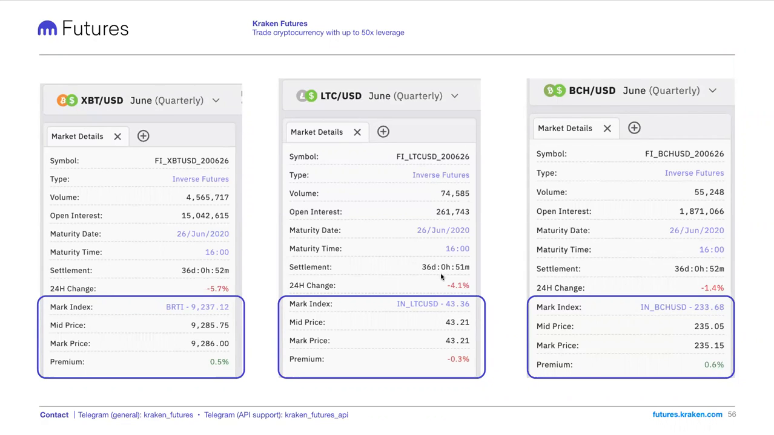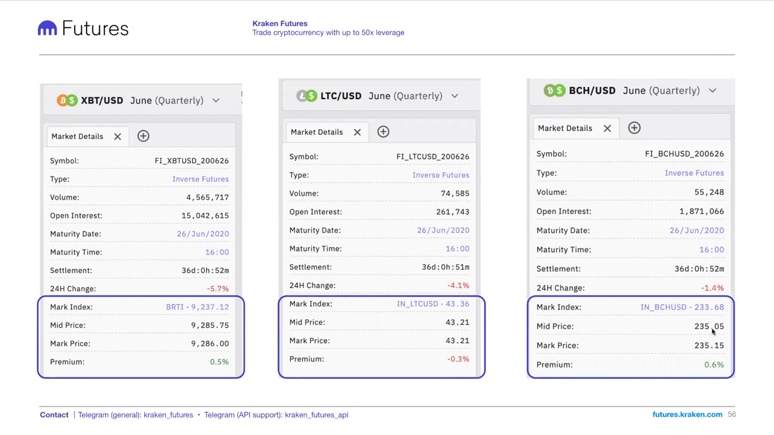If we look at Litecoin, similar thing. This is the June quarterly future, 36 days from expiration. The spot price at the moment I did this snapshot was $43.36, and the mark price was $43.21. So the market's effectively saying that over the next 36 days, we plus or minus expect the price to be equal, and maybe a little bit down from where it is today.